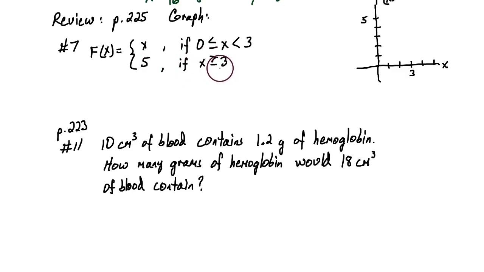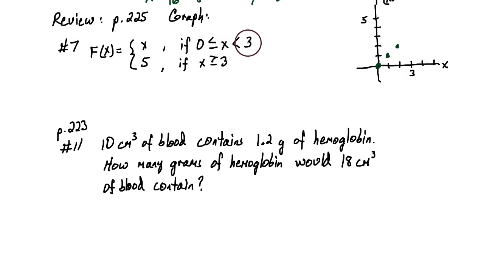Let's graph those 2 pieces over here on the grid. When x is 0, we're told that f is just equal to x, which would be 0. So 0, 0 is a dot on the graph. When x is 1, f is just equal to x. So f would be 1. 1, 1 is a dot on the graph. When x is 2, f is just equal to x, which would be 2. So 2, 2 is a dot on the graph.